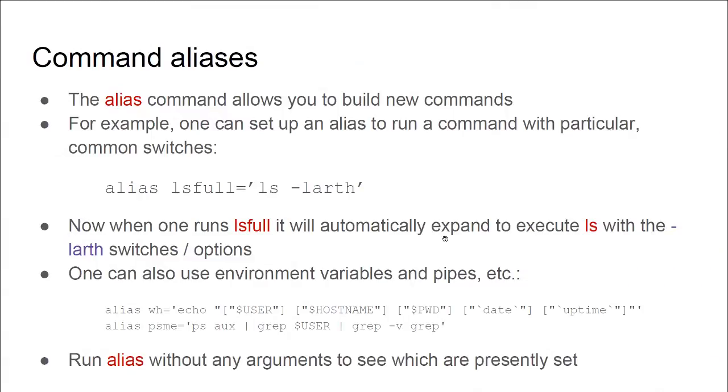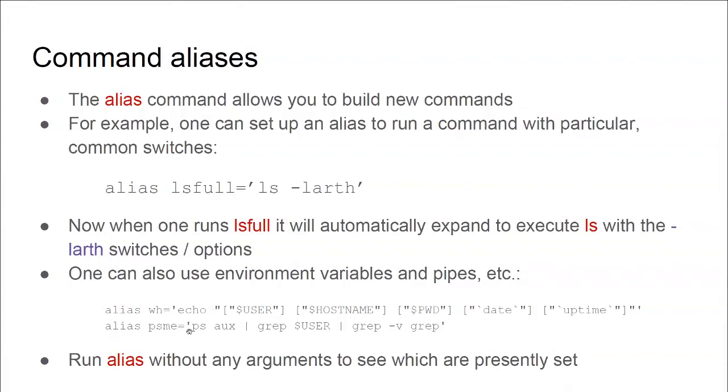Within these aliases, you can also use environment variables and pipes, for example. So you can see, I have an alias here, which is quite complicated, that I've named WH. All it does is echo out information about my environment: my username, the host name, what directory I'm in, the date, and information about the uptime of the computer that I'm on.